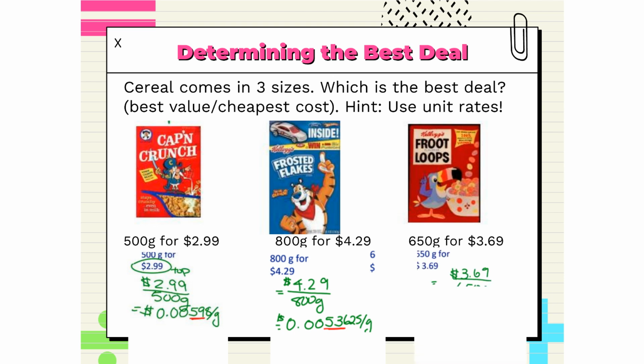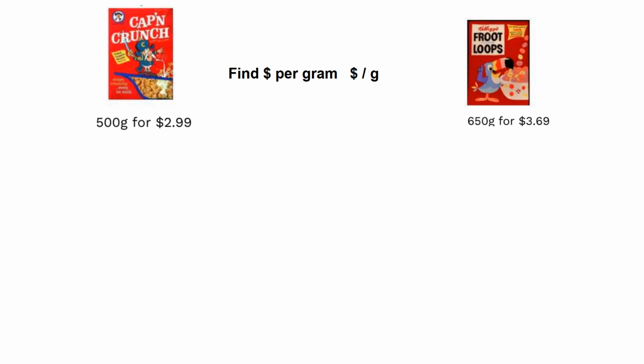And similarly, we do the same thing for the Froot Loops. It's $3.69 for 650 grams, which when we divide it out is $0.00567 per gram. I'm going to dig into that a little bit closer now. So we'll look at these right up close.